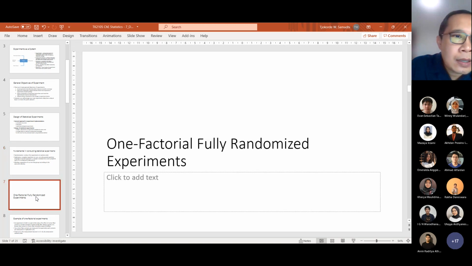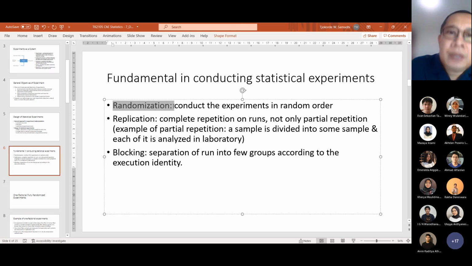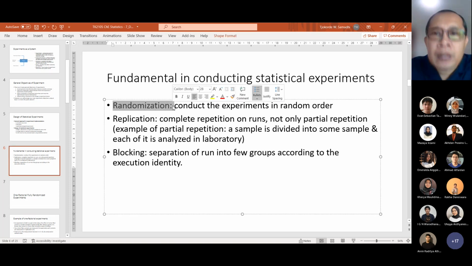So these are some fundamental concepts in conducting experiments. Randomization, meaning that later on we will show you what the standard run order is. And when we execute the experiment in the lab, we must not run it according to the standard order, but we have to randomize the run order. This randomization is important to minimize systematic errors.